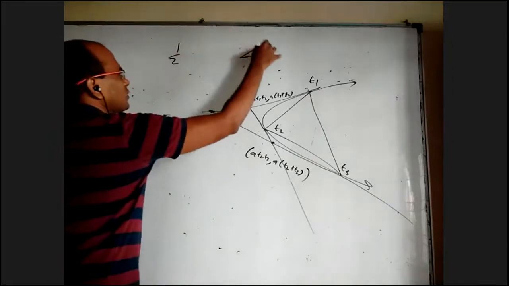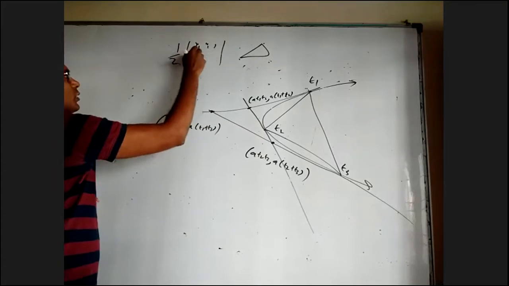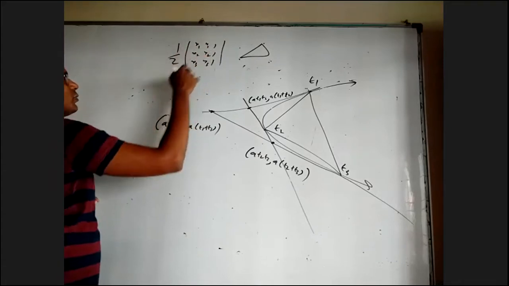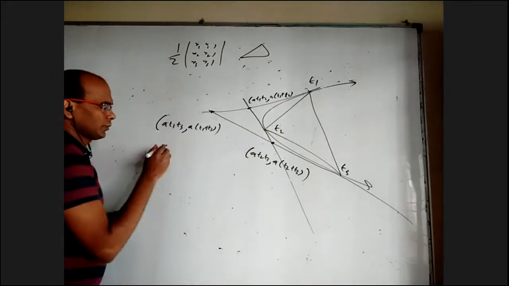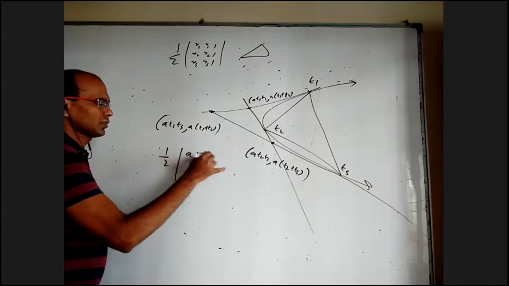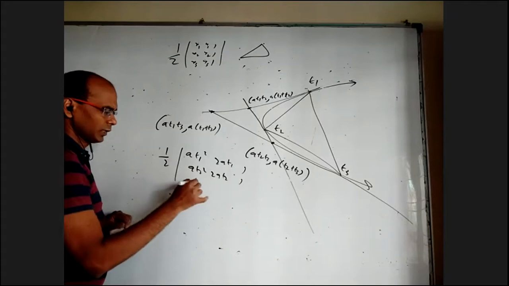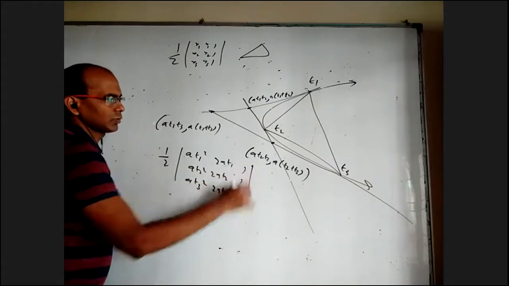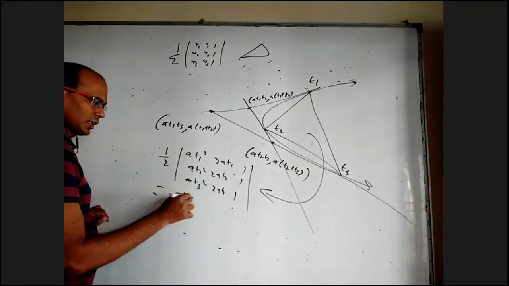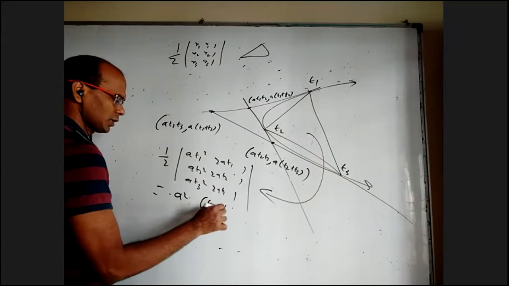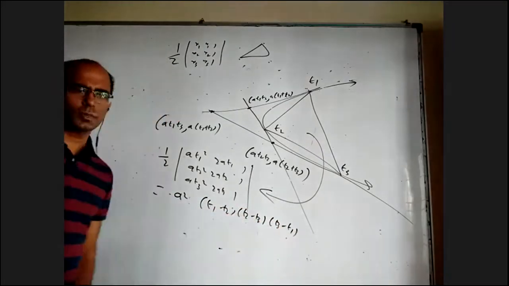Let's say there is a triangle with x1, y1, x2, y2, x3, y3. The area formula is the determinant of x1, y1, 1, x2, y2, 1, x3, y3, 1. Of course, you can take a mod because it can't be negative. So this area will come as mod of the determinant a t1 square, 2a t1, 1, a t2 square, 2a t2, 1, a t3 square, 2a t3, 1. That is the area of this triangle. You can take 2a common, finally you'll get a square, and the other determinant is simply t1 minus t2 into t2 minus t3 into t3 minus t1, using properties of determinants.